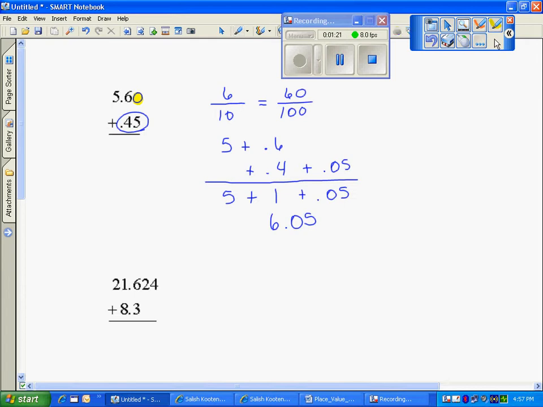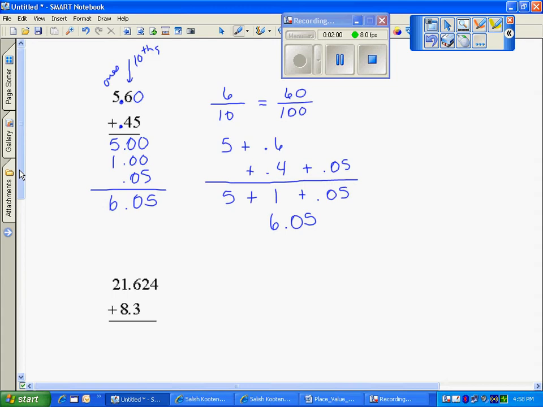Using partial sums, adding the 1, there's only 5. Adding my tenths, 6/10 and 4/10 make 10/10, which is also a whole or 1. Putting my placeholder in, no 100ths plus 5 100ths is 5 100ths. Combining my ones, my tenths, and my hundredths. Notice again that your decimal point must line up, so you're adding tenths to tenths and hundredths to hundredths.